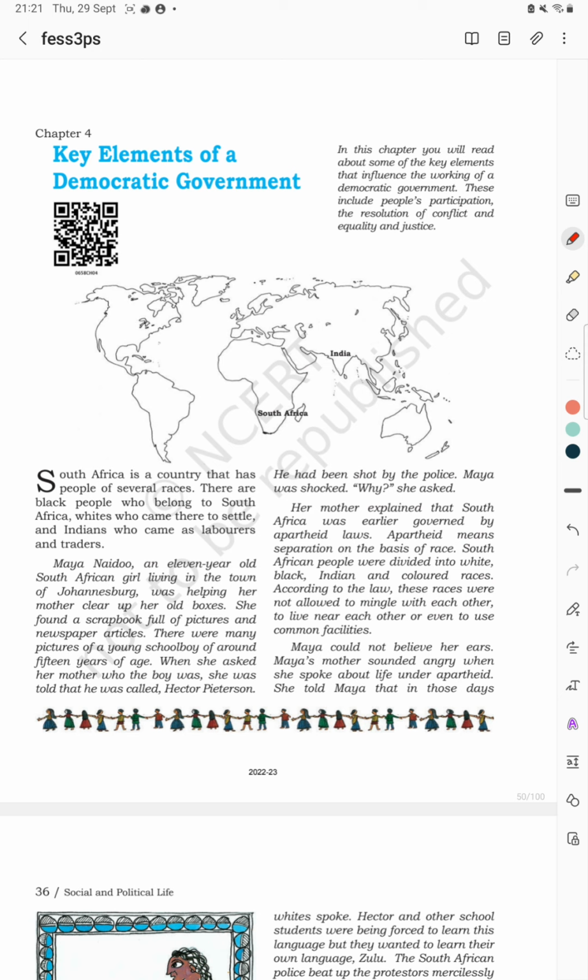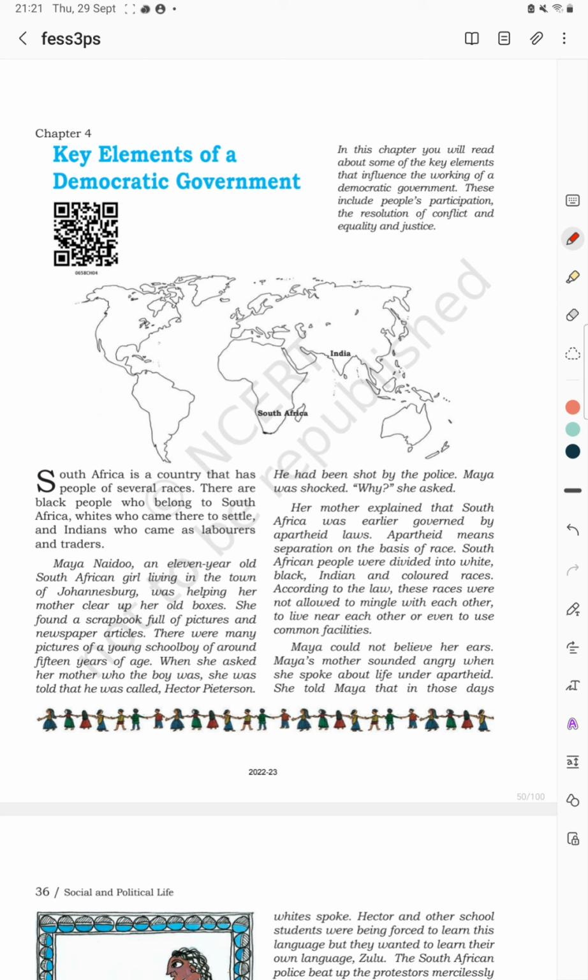So in the previous lecture, we have learned about the government. We have seen the forms of government. We have learned about the functions that the government performs and why we need a government. All these topics we have covered in the previous lecture.